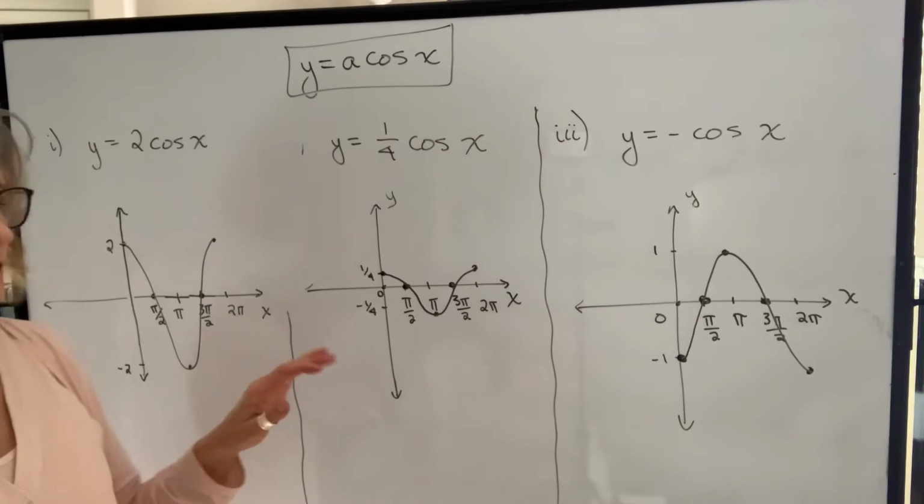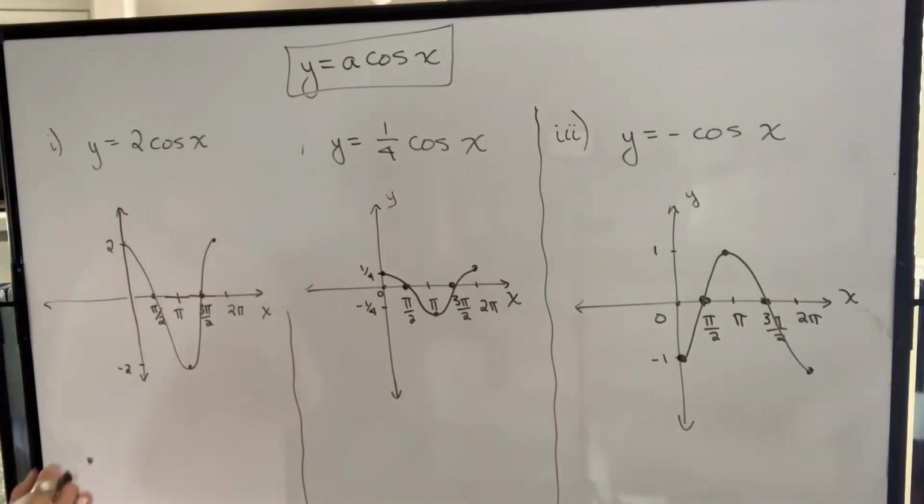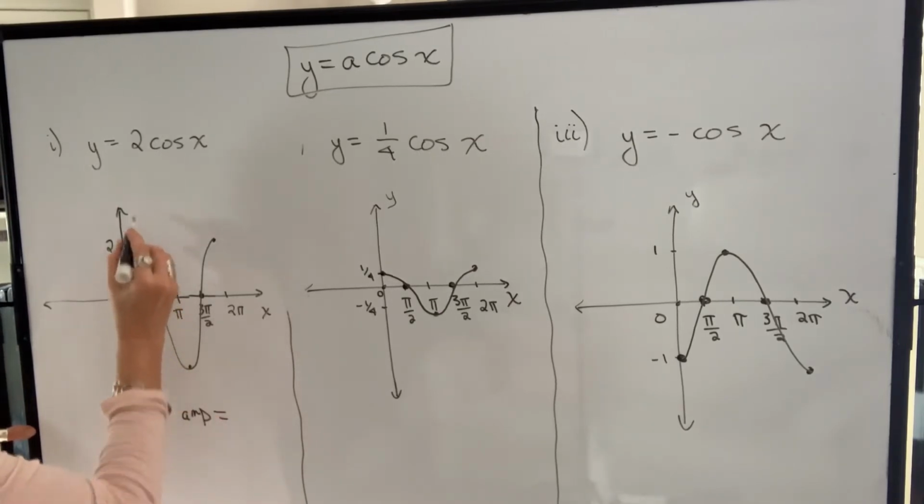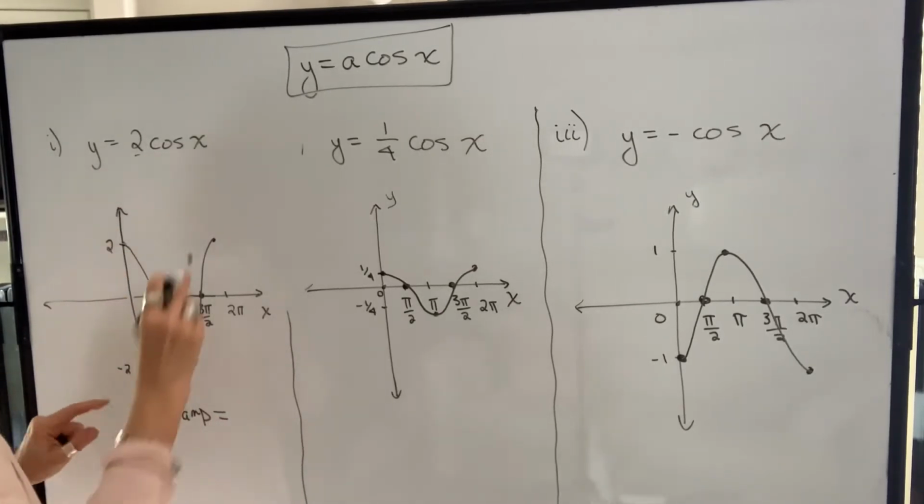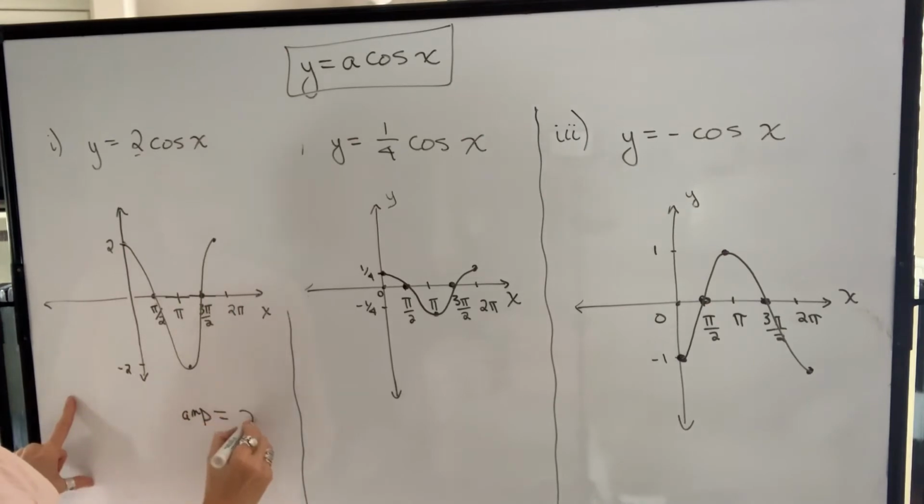And just as a reminder, the amplitude of each of these curves is determined by the value of a. So it's the absolute value of a. So in this case, the amplitude is 2.